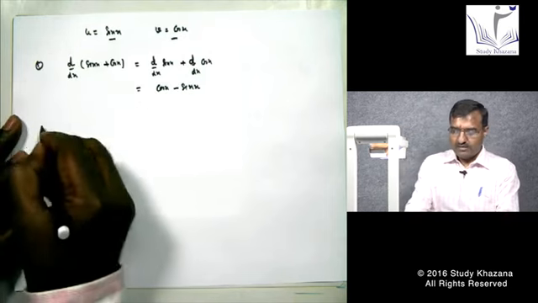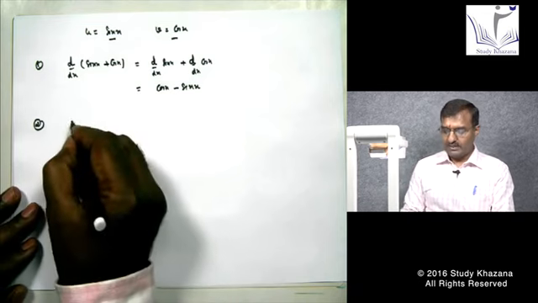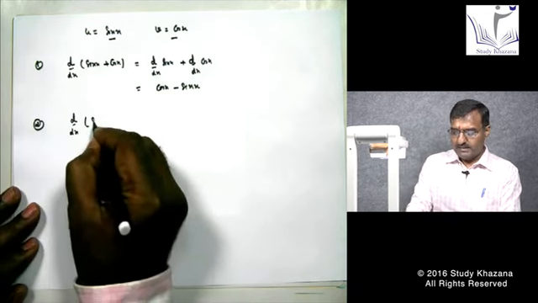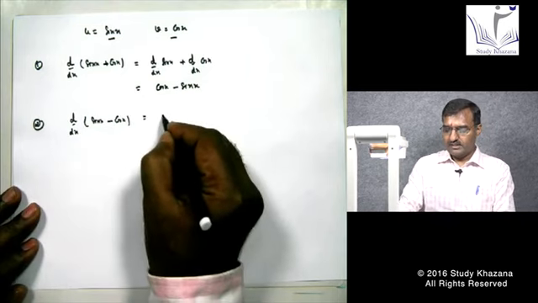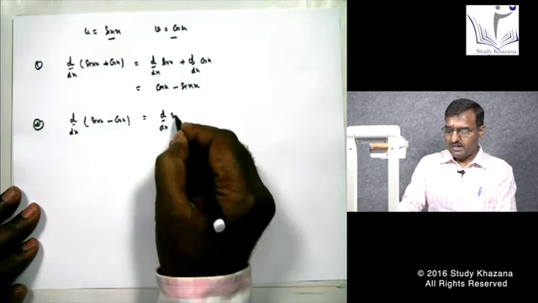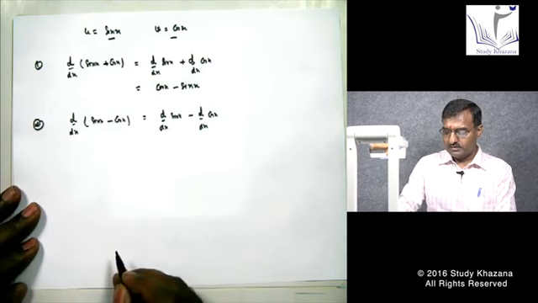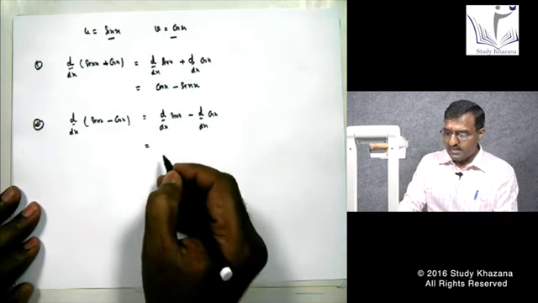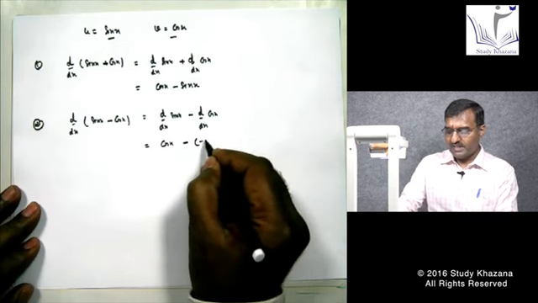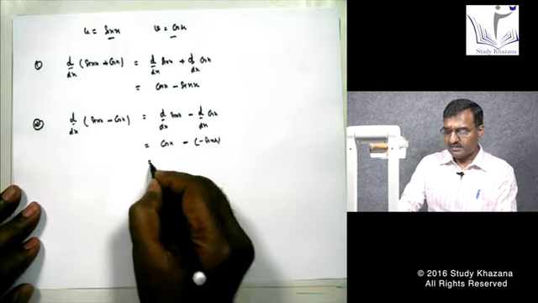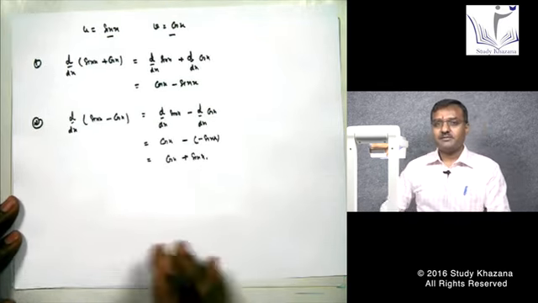Second, we see the derivative of the difference of these two functions. So what will I write here? It is d by dx of sin x minus cos x. This again becomes d by dx of sin x minus d by dx of cos x. What is the derivative of sin x? It is cos x. Now minus, what is the derivative of cos x? Minus sin x. So what will it become? Cos x plus sin x.